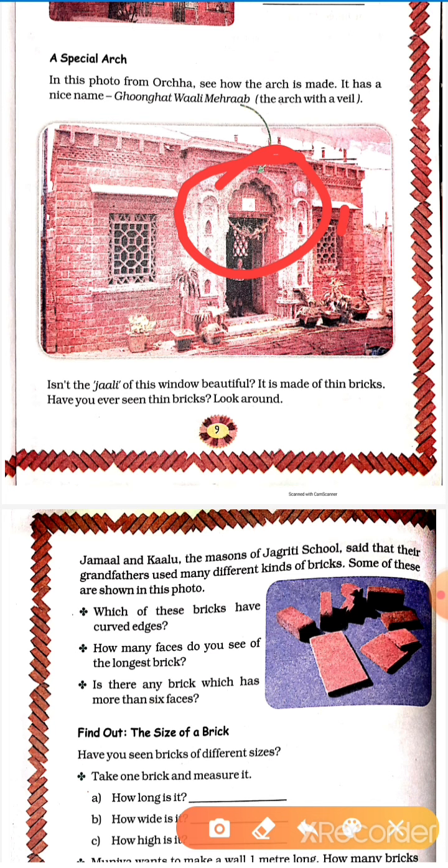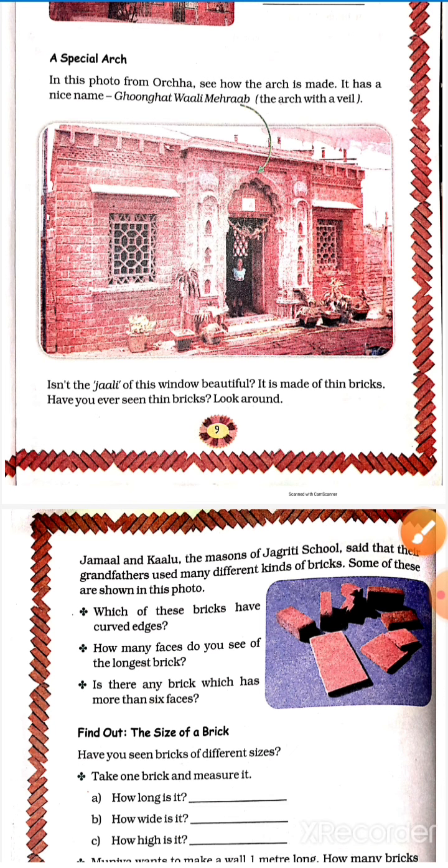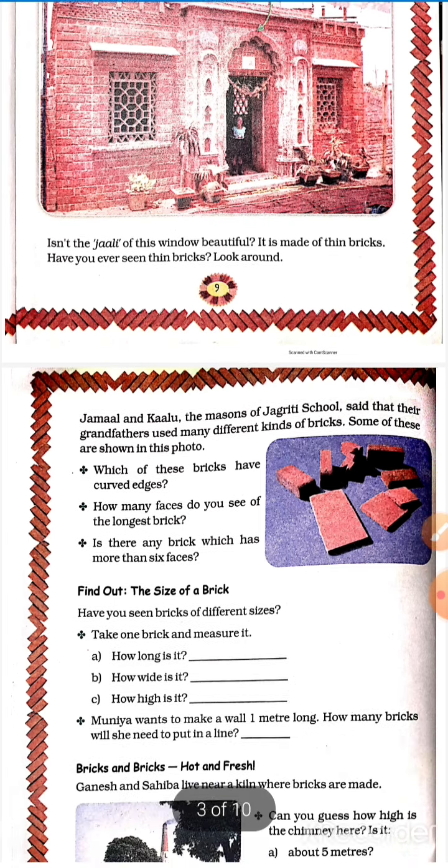You can see the window also of this. See the window of this house. You can see which pattern it is. It is Jali pattern. In the previous session, I had shown you different Jali patterns. Isn't the Jali of this window beautiful? It is made up of thin bricks. Have you seen thin bricks? Look around. Maybe we have seen such types of thin bricks, which are used for the Jali pattern. Okay, move ahead.